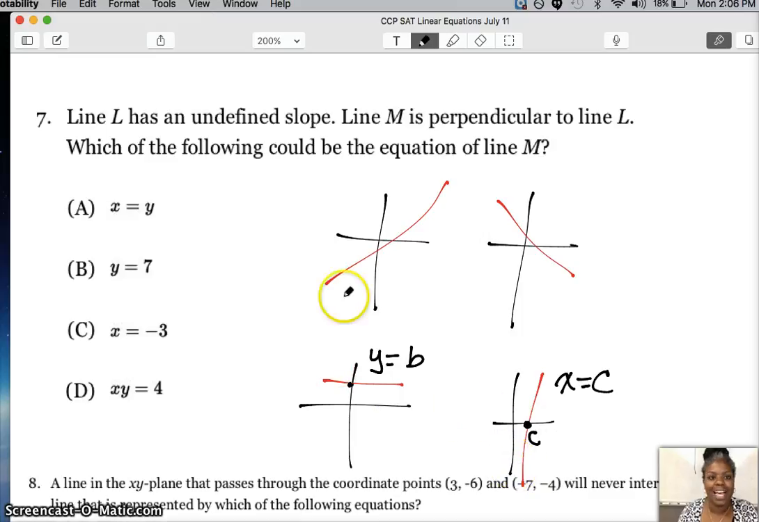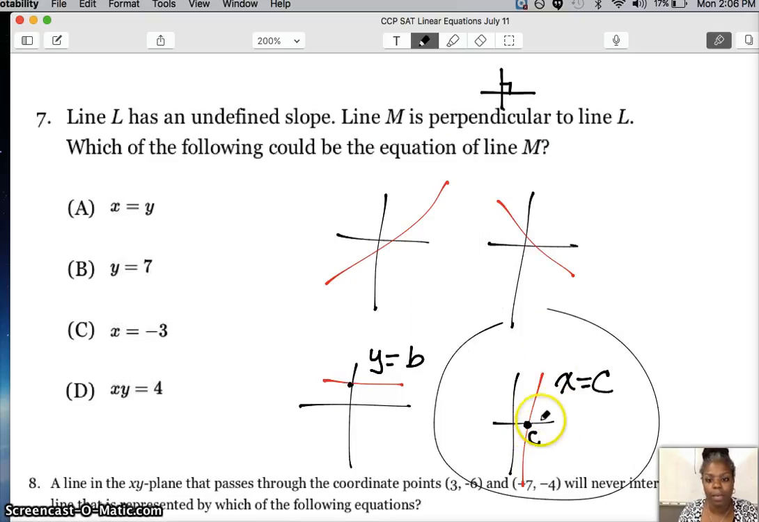The reason why I'm pointing these out is because we're talking about an equation with an undefined slope where x is equal to some value c, and it is perpendicular. The word perpendicular means that line and some other line form a 90-degree angle. So which of the following could be the equation of line M? Well, if I look at all of these other equations, what can be perpendicular to this? Only this one. So what can be perpendicular to an undefined sloped equation? It has to be a zero slope equation. So I look through these and I see which one is a zero slope equation, and I get this one.